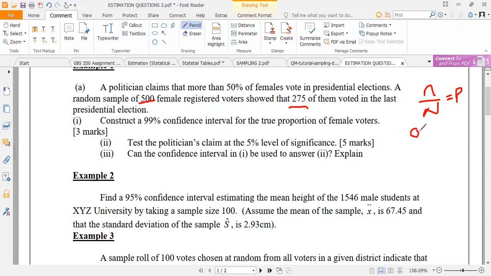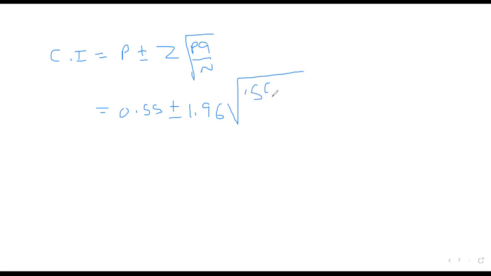0.55. So this is our P. So what is our Q? The difference from 1 is 0.45. So the confidence interval will be P plus or minus Z times the square root of PQ over capital N. Here we found 0.55. We're finding a 95% confidence interval. At 95%, our Z is 1.96. So 0.55 times 0.45 divided by the big population of 500. Is that clear? Then the rest, you know what to do.